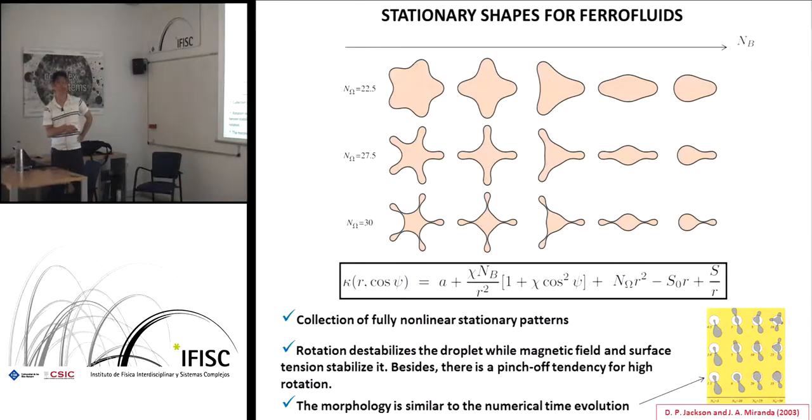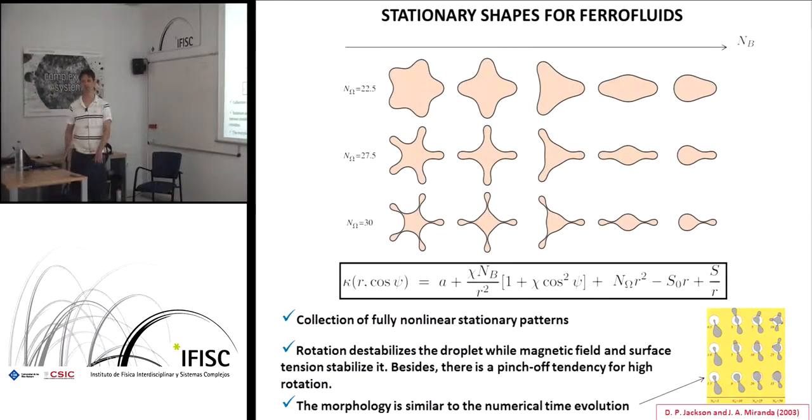And we get a family of stationary solutions. This is not a time series of events. These are separate solutions. If you increase the magnetic field, the solutions tend to have fewer fingers because the field is stabilizing. If you increase rotation, you tend to develop this pinching phenomenon at the tips of the droplets, which we would expect from a pure rotation setup. We compared these solutions with numerical simulations previously done. They look a lot like the numerical simulations, so perhaps they could be stationary solutions.